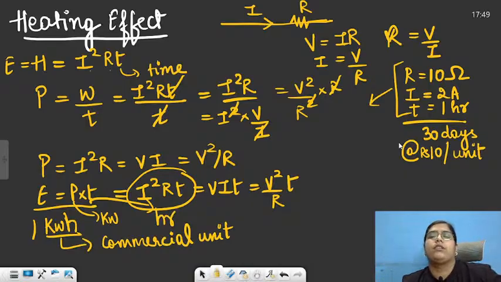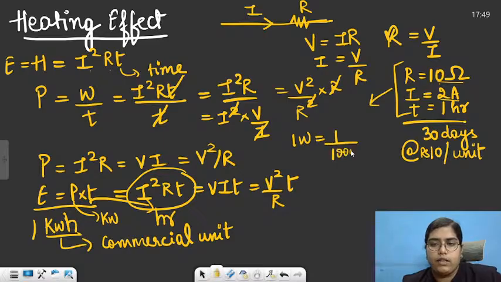But the problem is that when you are calculating directly using ohms and ampere, you are getting the power in watts. You have to convert the power from watt to kilowatt. 1 watt is equal to 1 upon 1000 kilowatt, or you can just remember 1 kilowatt is equal to 1000 watts. So make sure you convert the power in kilowatts.